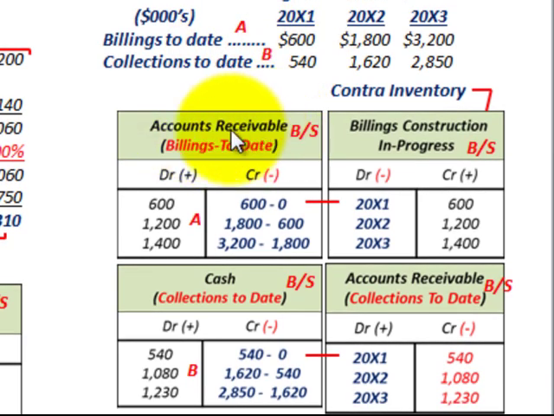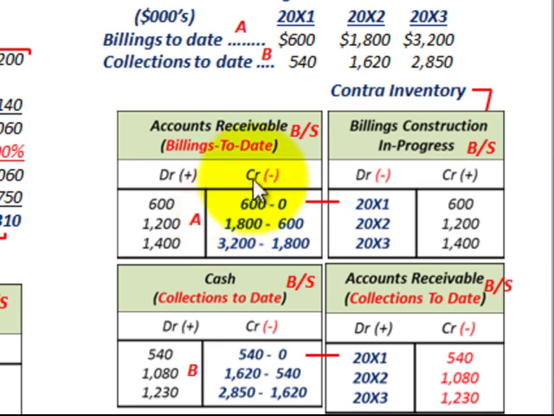That's where we're going to set up this accounts receivable for our billings to date on our balance sheet, and then for any of those accounts receivable, they're going to go into a contra inventory account, billings on construction in progress, on the balance sheet again. So let's look at how we'd calculate that. Our accounts receivable on our billings to date. Well, we start out with the $600 for the first year, 20x1. There's nothing in the previous year, so we increase our accounts receivable by $600, debit that, and then we would credit our billings on construction in process account for $600. And remember, that's a contra inventory account. That's why those debits and credits are changed.